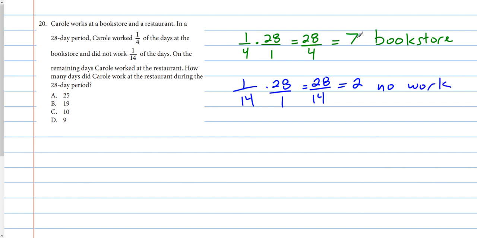So we need to subtract 7 and 2. We need to subtract 9. Add those together and subtract them from the 28. So we take the total, 28, minus 7 plus 2, and we get the 9. And we end up with 19. And that is how many days were left over. That's how many days she worked at the restaurant.